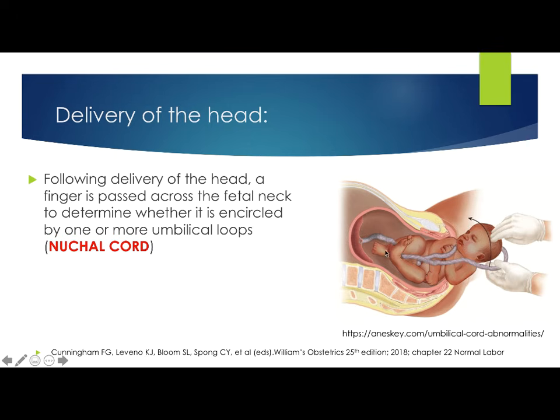Now, following delivery of the fetal head, a finger should be passed across the fetal neck to determine whether it is encircled by one or more umbilical loops. An umbilical cord that is encircling the fetal neck is what we call a nuchal cord.